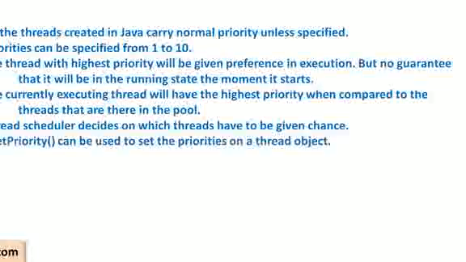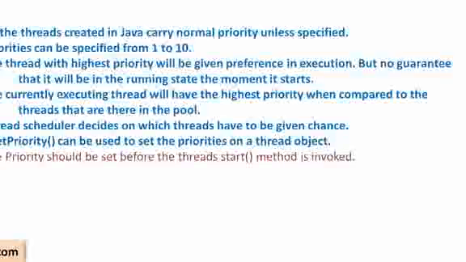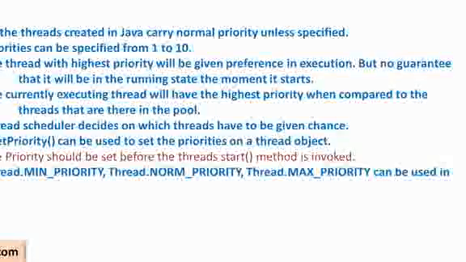We can use the setPriority method to set the priorities on a thread object, and remember that priorities should be set before the start method is invoked on the thread. And you can use the constants MIN_PRIORITY, MAX_PRIORITY, and NORM_PRIORITY and pass them to the setPriority method to set the priorities.